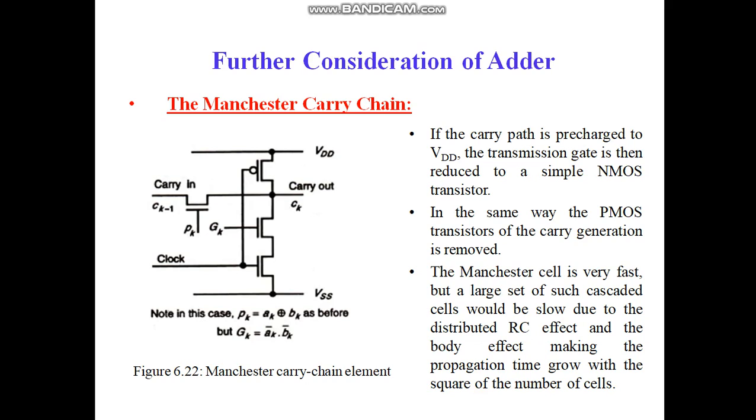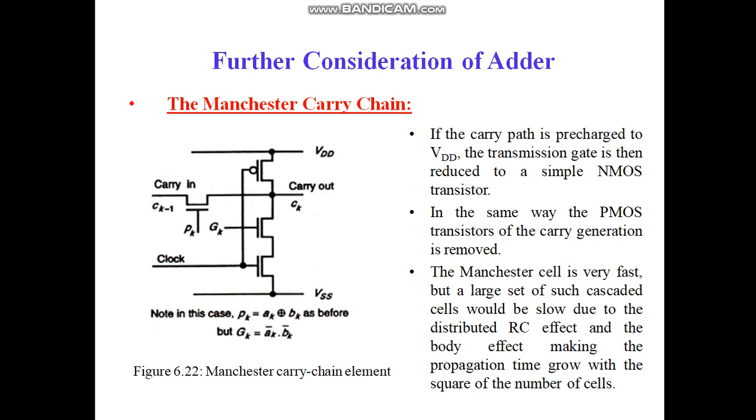Here the carry propagate expression is given by AK XOR BK, and the carry generate is given by AK bar into BK bar. A slight modification is done in the expression for GK, or in general I can say GK bar is equal to AK into BK. This makes use of CMOS dynamic logic. CMOS dynamic logic has a PMOS at the top, NMOS at the bottom, and the circuit is implemented in between the PMOS and the NMOS.